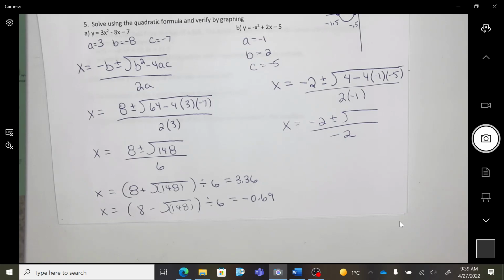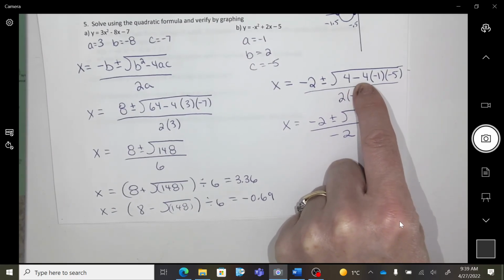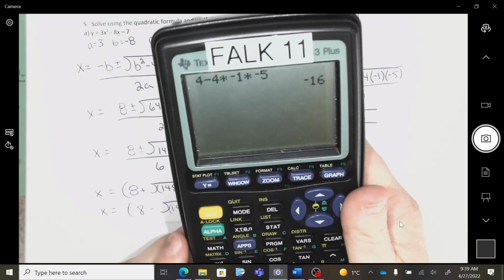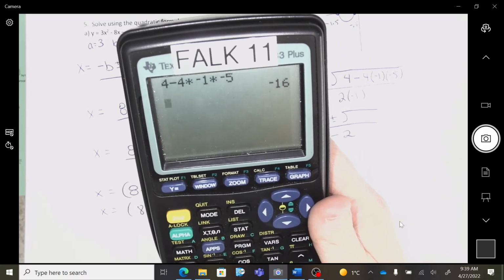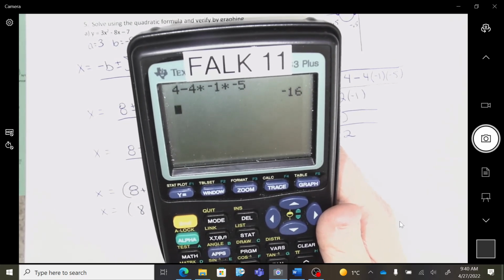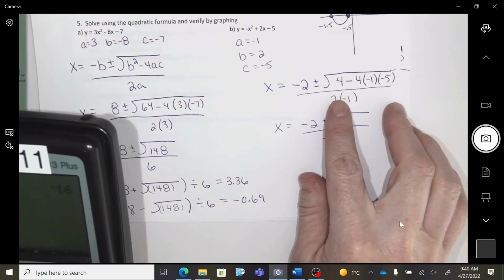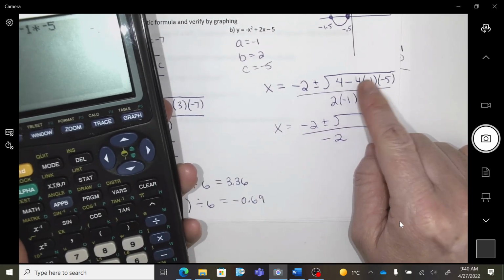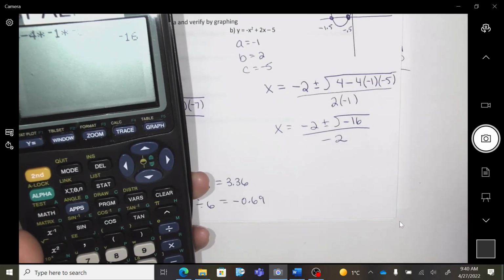Okay, I'm going to go into my calculator and type just this piece: 4 subtract 4 times -1 times -5. So just the square rooty part. Are we getting -16?